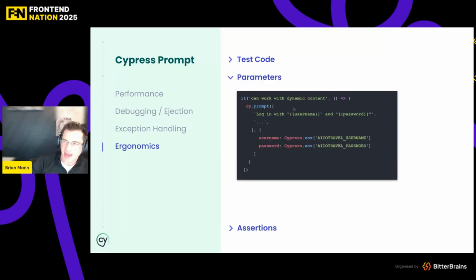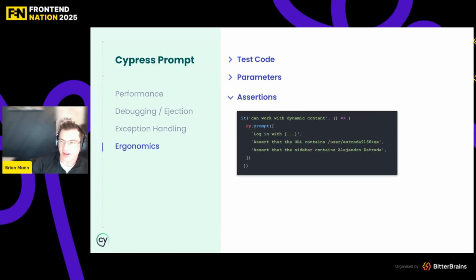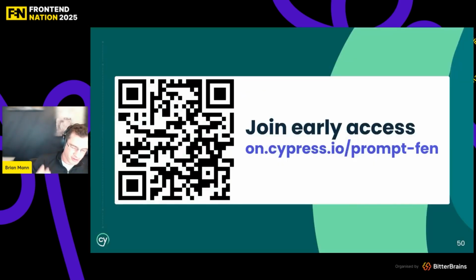There are other nice things like passing parameters, so you don't have to do string concatenation or weird stuff like that. And there's also support for assertions, so that you can effectively express the same types of things that you would normally express with regular Cypress code. This has probably run over the lightning talk.